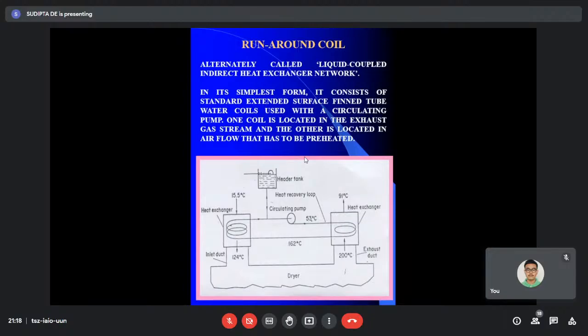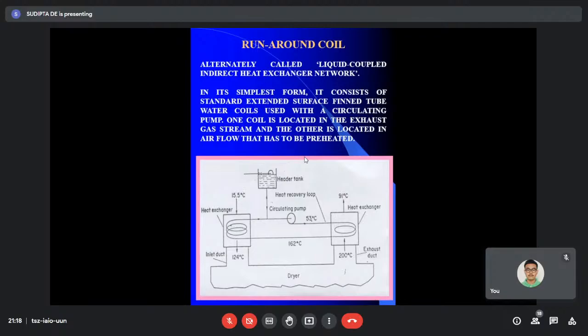In its simplest form, it consists of standard extended surface fin tube. Do you have any idea what is fin? Fin means over the tubes you can put certain extended part which increases the effective heat transfer surface area. So for a given volume, to increase the heat transfer, you have to add some extended part over those tubes through which you want the actual heat transfer. So these are called fin tubes.